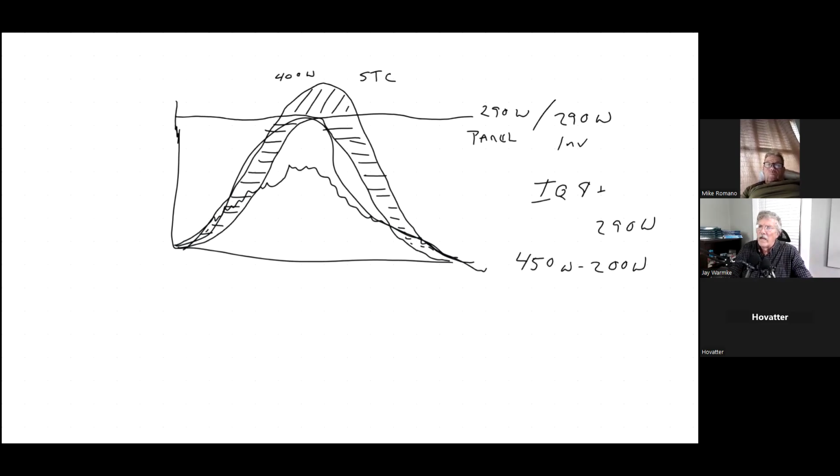And we're kind of looking at a 1.3, maybe even a 1.4 inverter load ratio. So under this scenario, if I had a 400 watt panel and a 290 watt inverter, what is that? 400 divided by 290. That's a 1.37. So that's at kind of the extreme end. That would be our clipping ratio there. So I wouldn't want to go bigger than 400.